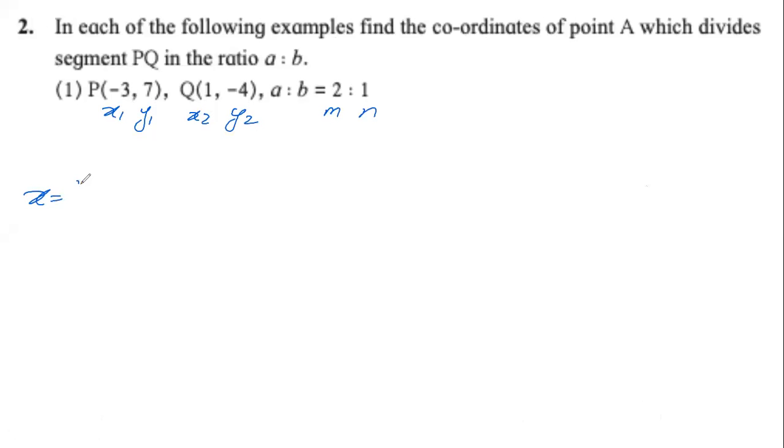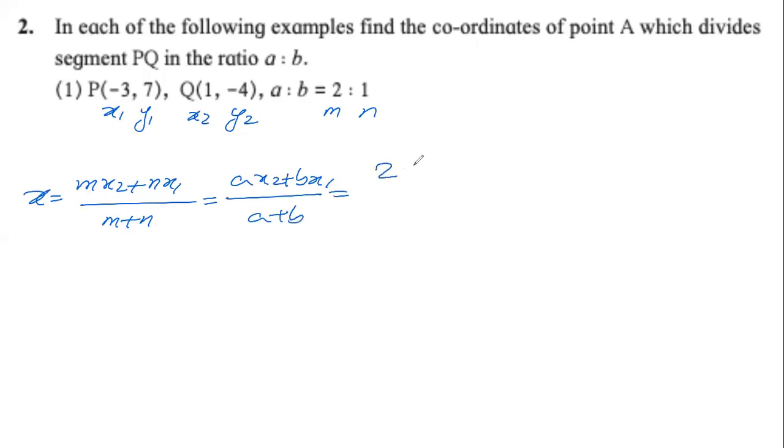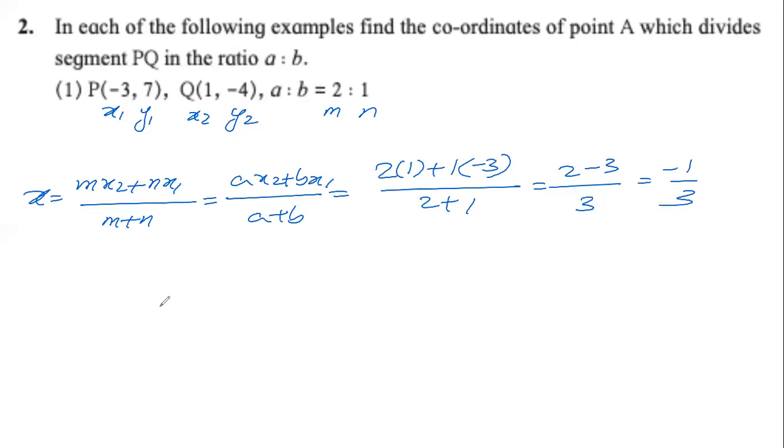So our x can be mx2 plus nx1 by m plus n, or we can write a plus b. Both are correct. I will write that also: ax2 plus bx1 by a plus b. Both are same. So it will be 2 into 1 plus 1 into minus 3, by 2 plus 1. 2 into 1 is 2. 1 into minus 3 is minus 3, by 2 minus 3 is minus 1 by 3. So our x coordinate is minus 1 by 3.